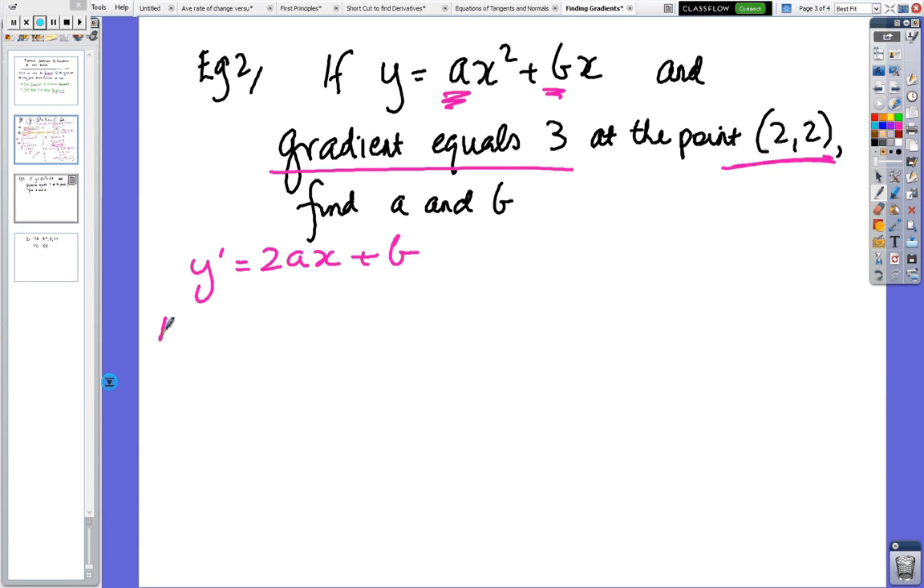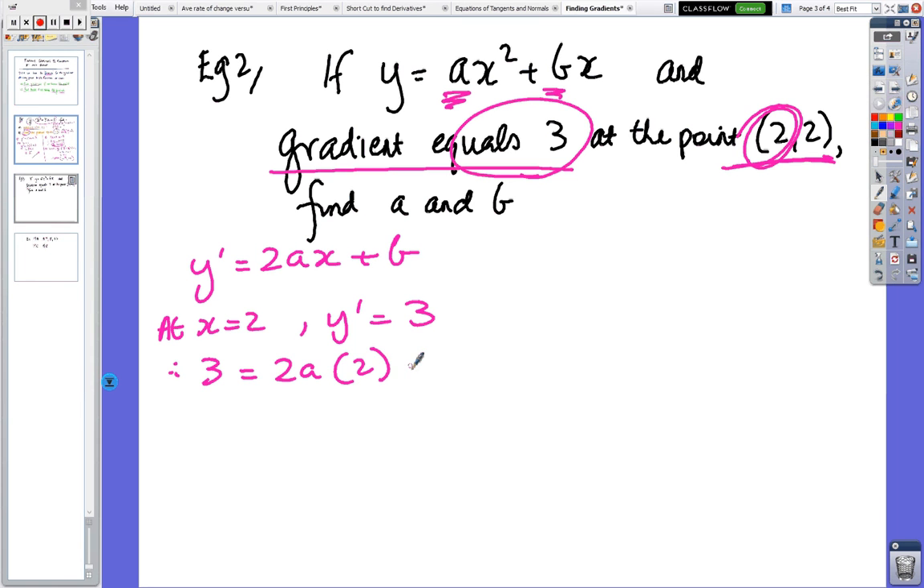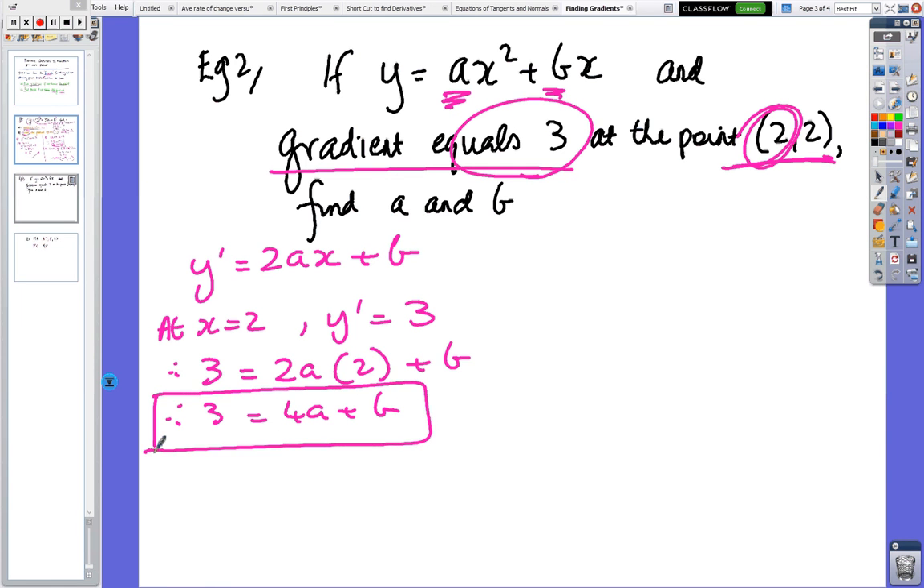Now, at x equals 2, because that's the x value, y dash equals 3, because it says the gradient equals 3. So we say 3 equals 2a times 2 plus b. So 3 equals 4a plus b. And we have to stop because we don't have any more information. So we're going to call that equation number 1. Now, this is simultaneous equations.